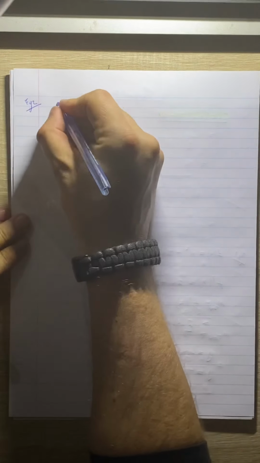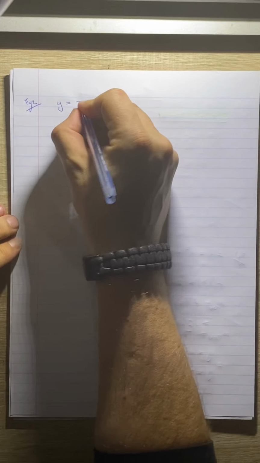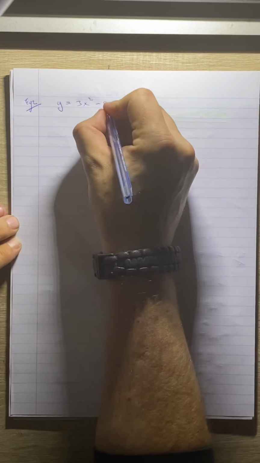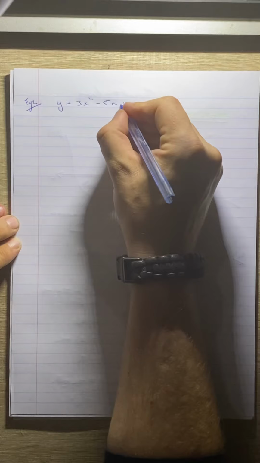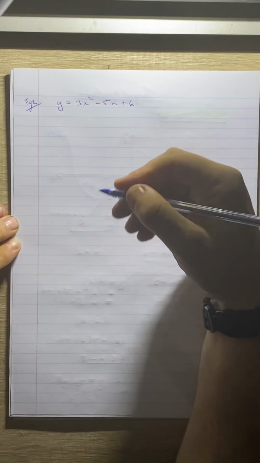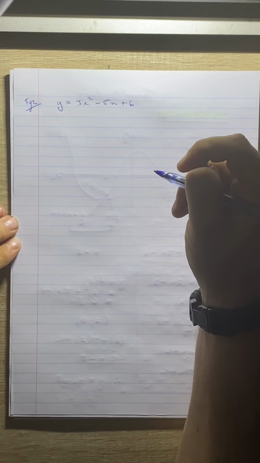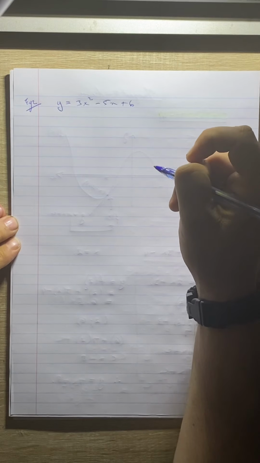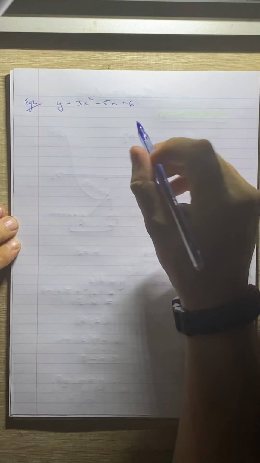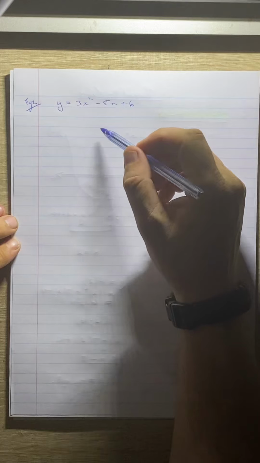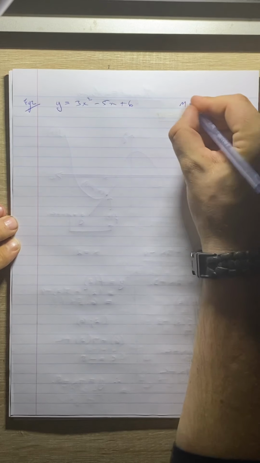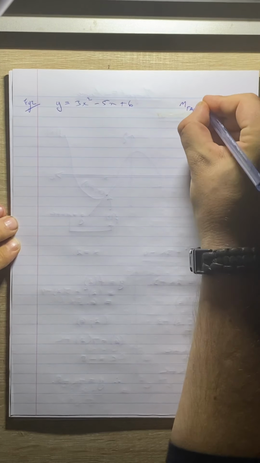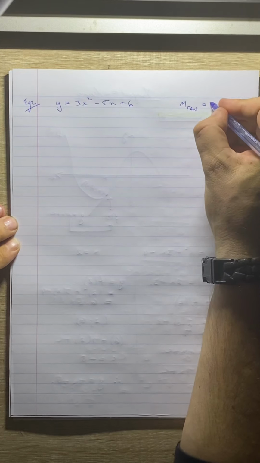So example 2 says, at a certain point on the curve y is equal to 3x squared minus 5x plus 6, the gradient is 1. Calculate the point of contact and hence determine the equation of the tangent. So now we're working backwards because they told us that the gradient of the tangent is equal to 1.